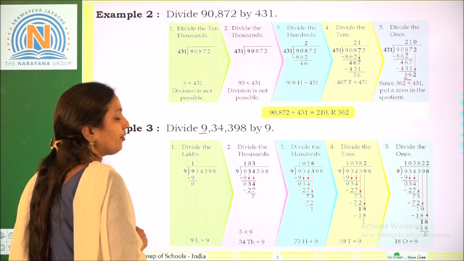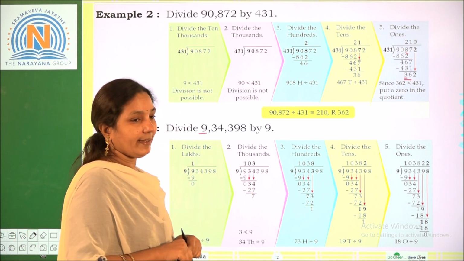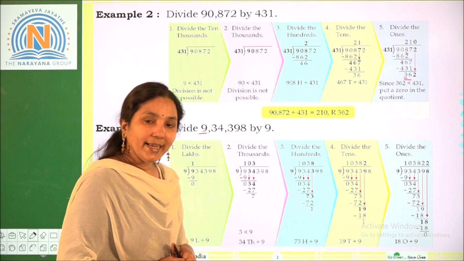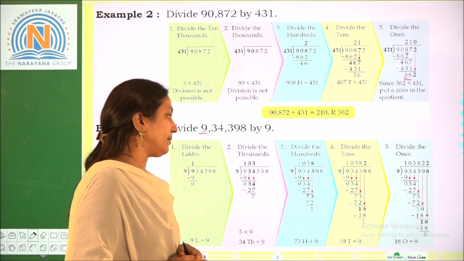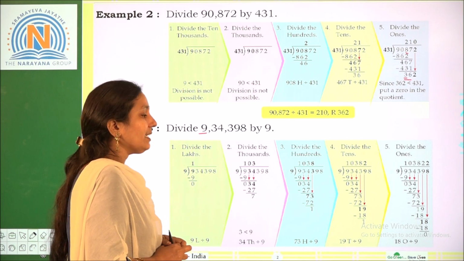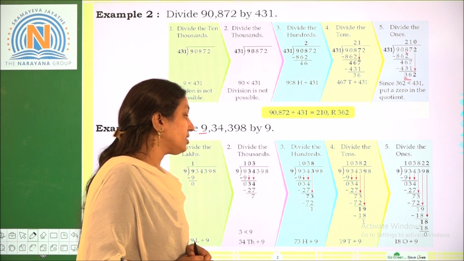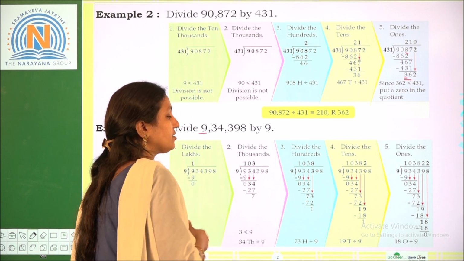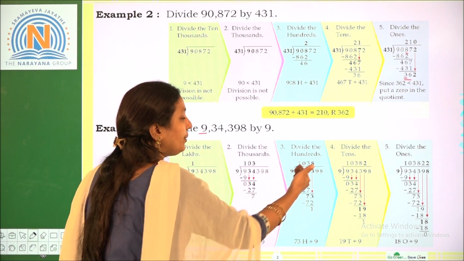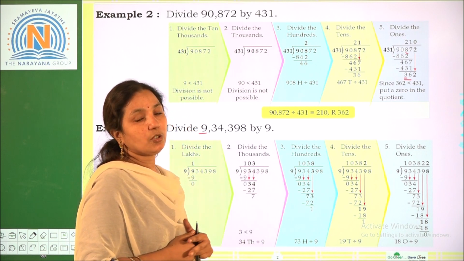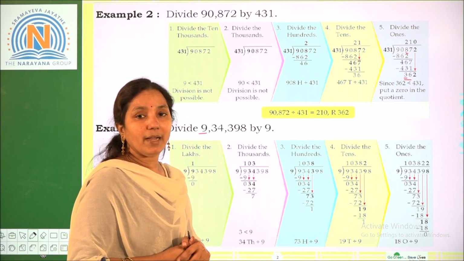It will be 34. So we can divide 34 by 9. How many times can we take approximately? 3 times. 3 9s are 27. From 34 you have to subtract. You will get 34 minus 27 equal to 7. Now bring down 3 from the hundreds place. 73.